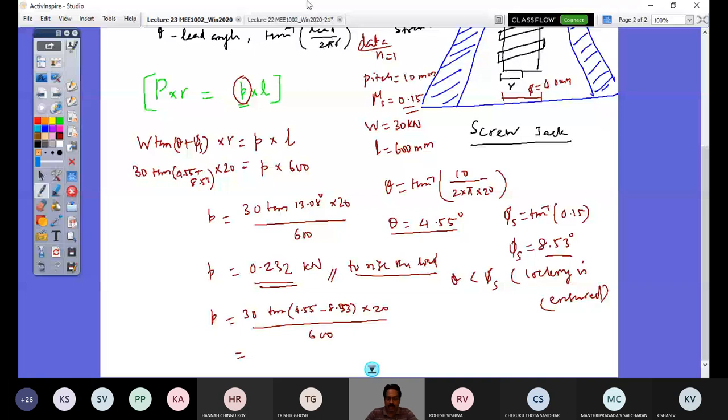So you get 4.55 minus 8.53. Shift tan inverse answer as something into 30 into 20 divided by 600. You get, what is the answer that you get?